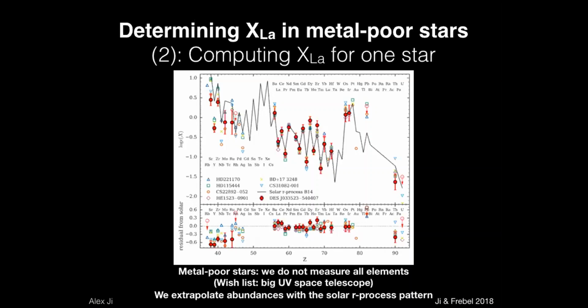In particular, you'll notice that in the peak of tellurium, iodine, and xenon in the middle over there, that's the second peak, we don't really have very good measurements. So on my wish list is that we will get a big ultraviolet space telescope to measure those things, and I'll talk about that a little bit more later. But in the meantime, what we've decided to do was use the solar r-process pattern, which is the black line over here, and use that to extrapolate to all of the abundances that we don't have explicitly measured in these metal-poor stars.